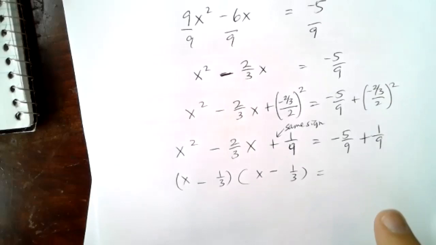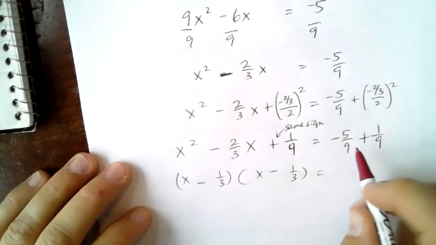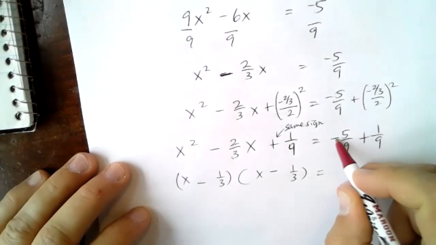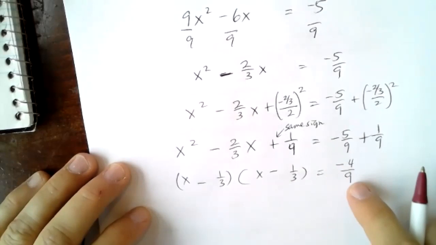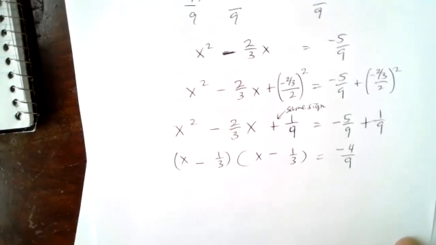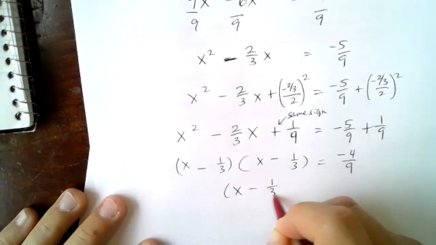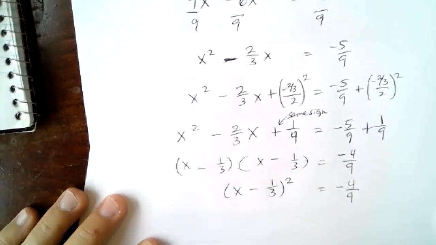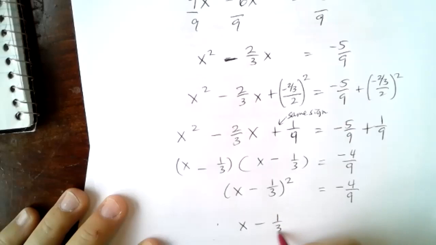Now this point right here is really simple. You just take the numerators on top and work those out. So it's negative 5 plus 1. That's negative 4 over 9. And both of those are perfect squares. So this is going to be nice and neat at the end. Okay. All right, so we're going to rewrite that as a square. Now we're going to square root both sides. And I'm going to do that without doing the square root step. So I'm going to leave that.